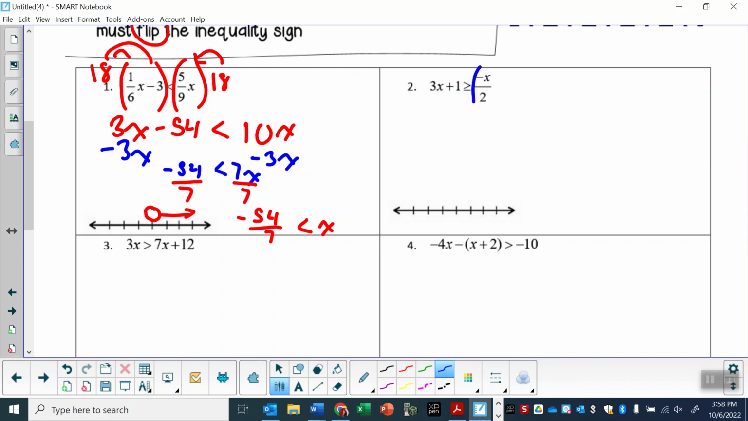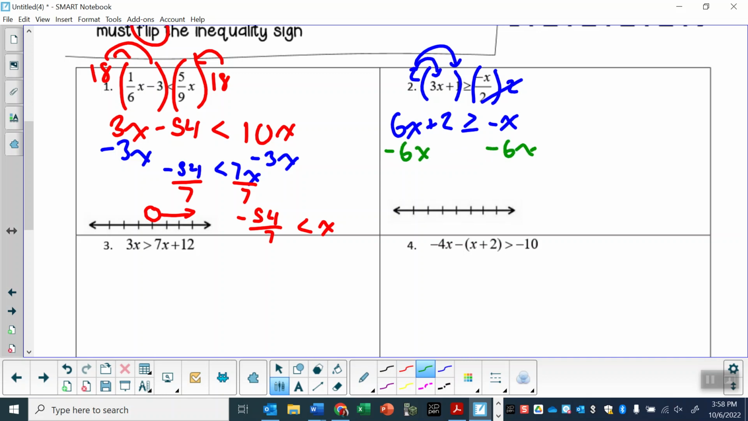Number 2, again, fraction. Get rid of your fraction with multiplication. 2 over 2 cancels. 2 times 3x is 6x. 2 times 1 is 2. We want to get our variables together, so we can subtract 6x from both sides. And this is going to be 2 is greater than or equal to -7x.